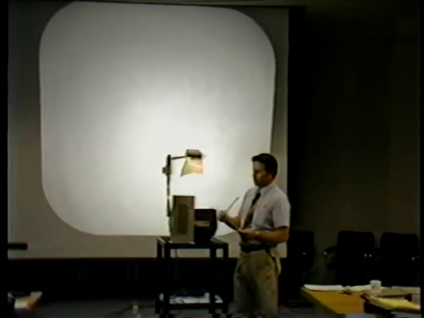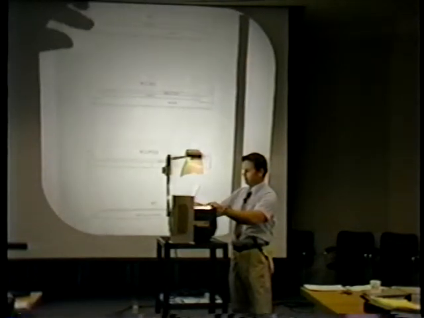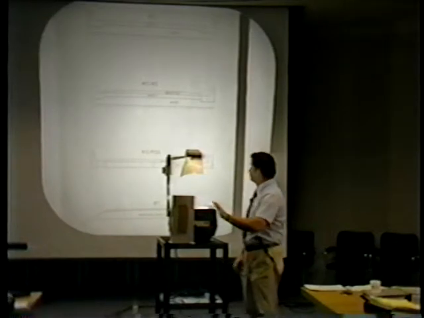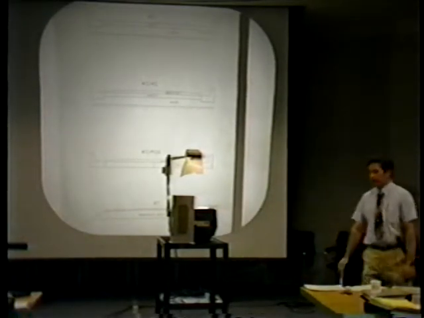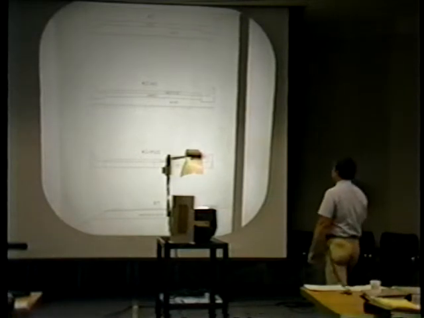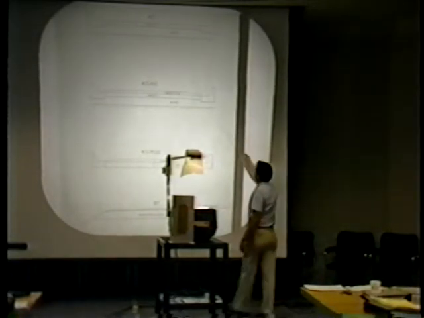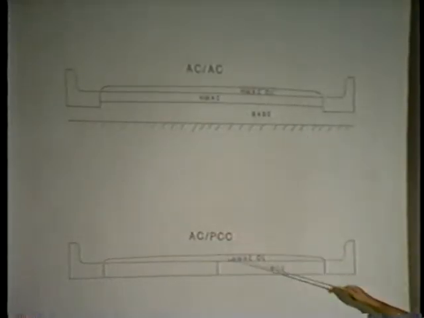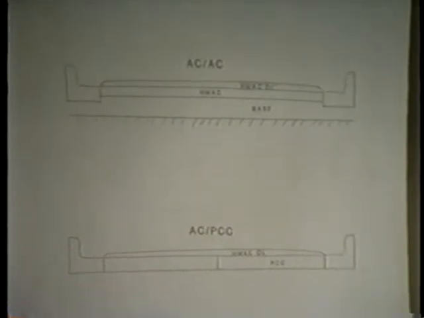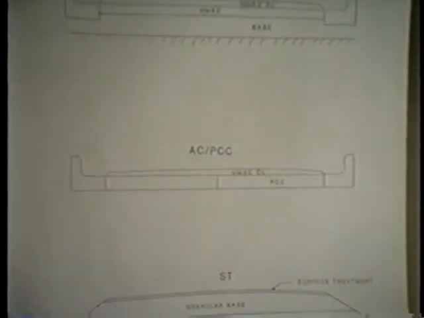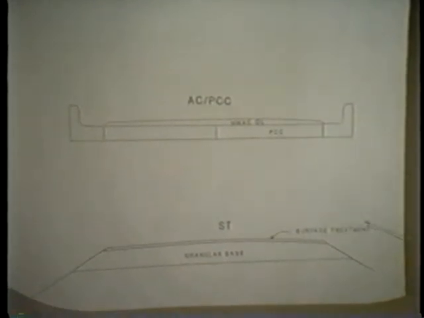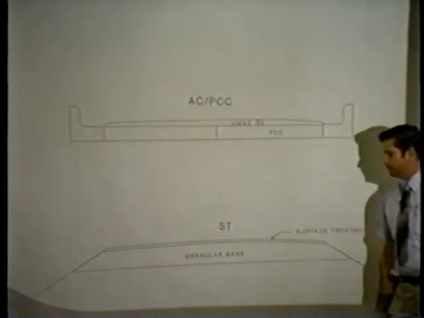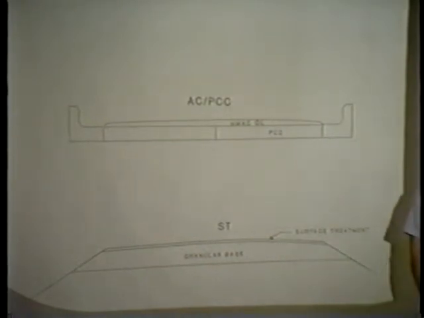The pavement management system for the Bay Area was developed for Bay Area conditions, and it addresses the 4 following types of pavements. The AC pavement, which is the hot mix asphalt concrete. The AC over the AC, which is a hot mix asphalt concrete overlay over a hot mix asphalt concrete pavement. The AC over the PCC, which is a hot mix asphalt concrete over a Portland cement concrete pavement. And the ST, which is surface treatment over a granular base. It can also be over a stabilized base, but it has no real hot mix in the pavement.